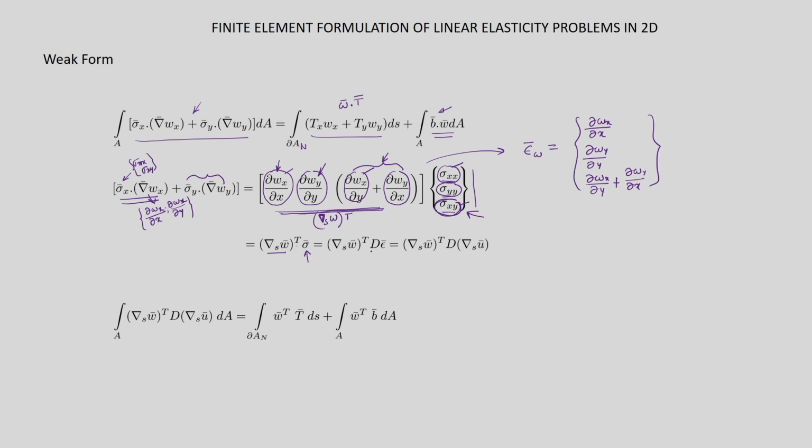So, we are writing sigma bar making use of the constitutive relation as D times epsilon, and this epsilon is again written as the symmetric gradient of u, because u is the actual displacement. So, epsilon corresponds to the actual displacement u. This corresponds to the virtual displacement, this strain corresponds to the actual displacement, and this represents the constitutive behavior of the material. So, the whole left hand side term is basically the symmetric gradient of W transpose D into the symmetric gradient of U. That is what is written here.